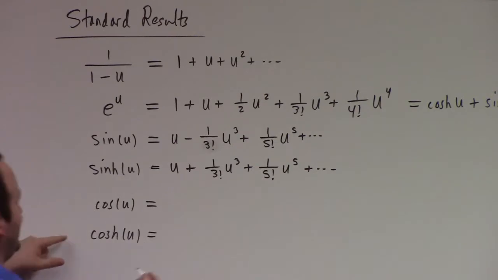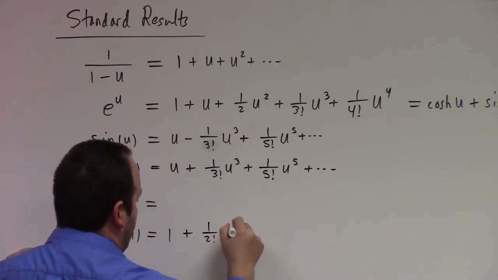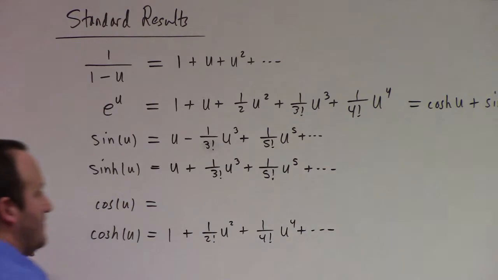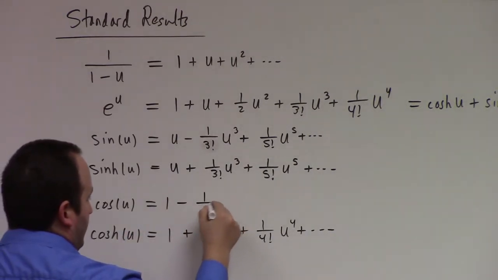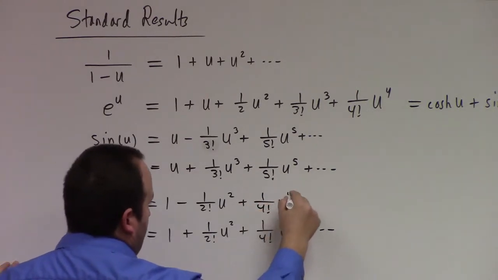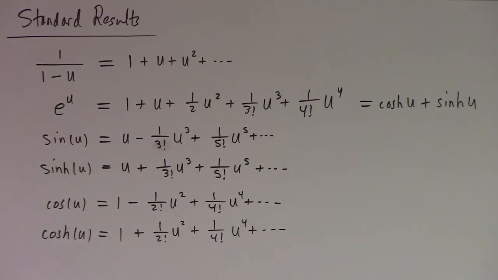Right, which is 1 plus 1 over 2 factorial u squared plus 1 over 4 factorial u to the 4th plus and so on. And the cosine is just the same but alternating, right? So it's 1 minus 1 over 2 factorial u squared plus 1 over 4 factorial u to the 4th plus and so on. Of course, there are more of these to know, but these to me are the essentials.